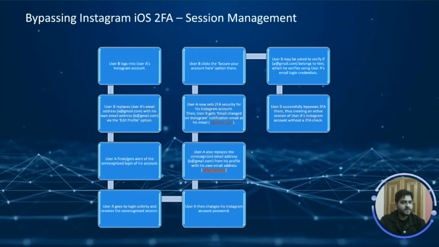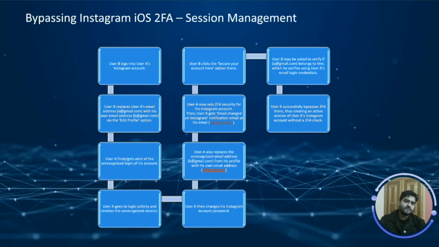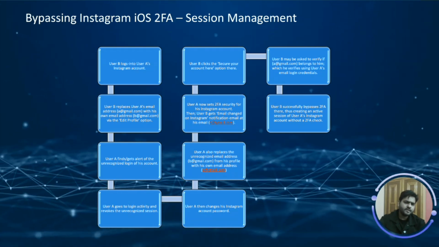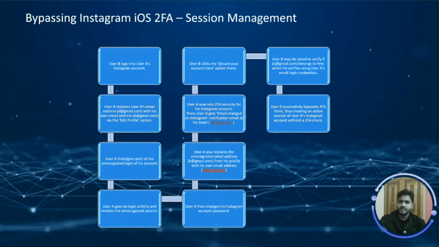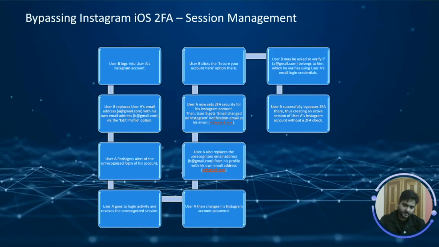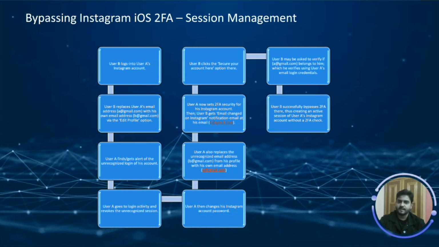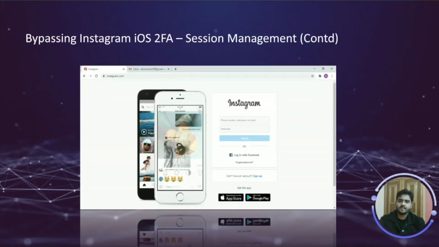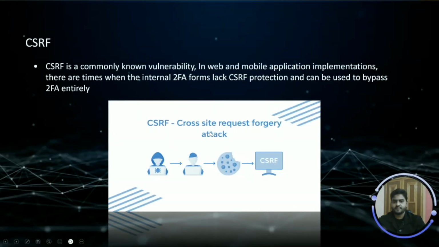Then user B gets an email changed notification in their email, and user B clicks on the secure account here option. User B may be asked to verify if a@gmail.com belongs to them, which they verify using user A's email credentials, and user B successfully bypassed 2FA, thus creating an active user A session without any kind of 2FA check. And this was the video that we had in Instagram.